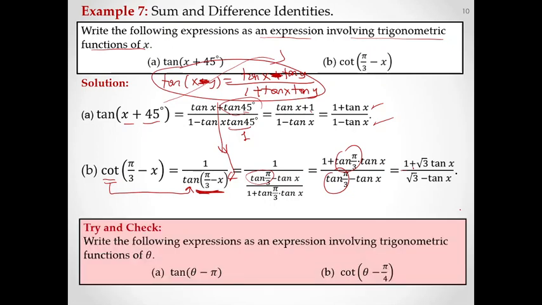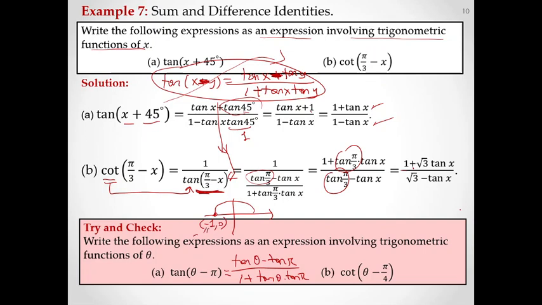Let's do the try-and-check exercises here. It says, find in terms of tangent theta: tangent theta minus tangent pi divided by 1 plus tangent theta times tangent pi. So what is tangent pi? Tangent pi is tangent 180 degrees, so I will check this out here. It will be minus 1, 0.